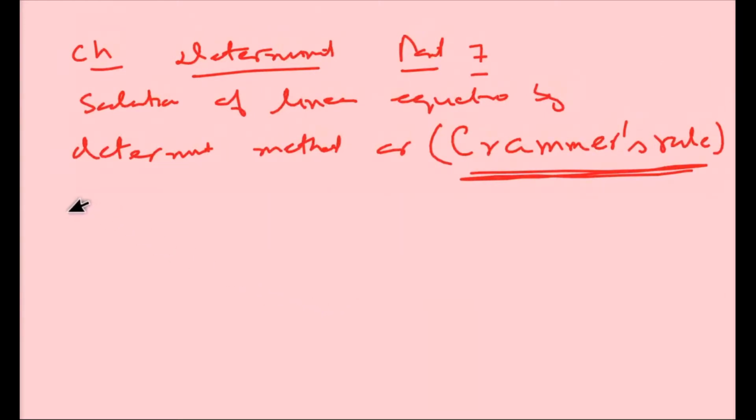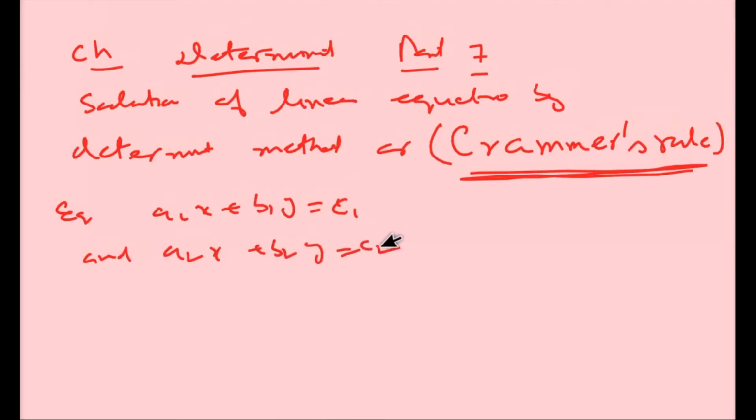Now let us start the conclusion. We will take our conclusion for this rule. As you know, to solve these equations: a1x plus b1y equal to c1 and a2x plus b2y equal to c2.